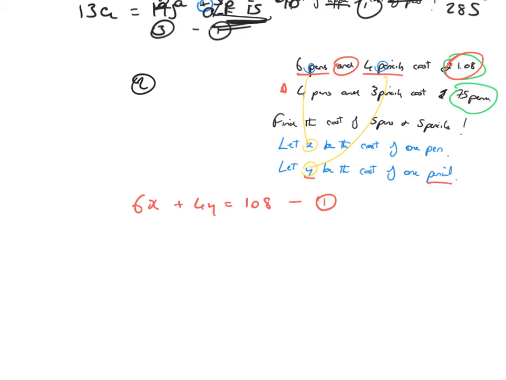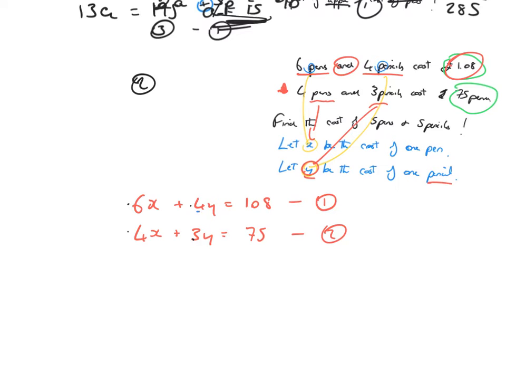I've then got 4 pens and 3 pencils costs 75p, so remember that a pen is given by X and a pencil is given by Y. So that would be 4x plus 3y equals 75. I'm going to call that equation 2. Okay, so I'm going to have to manipulate both equations here. Now what I could do is scale 6 and 4 up to 12, or I could scale 4 and 3 up to 12. It doesn't matter really, so just go for one and stick to it.